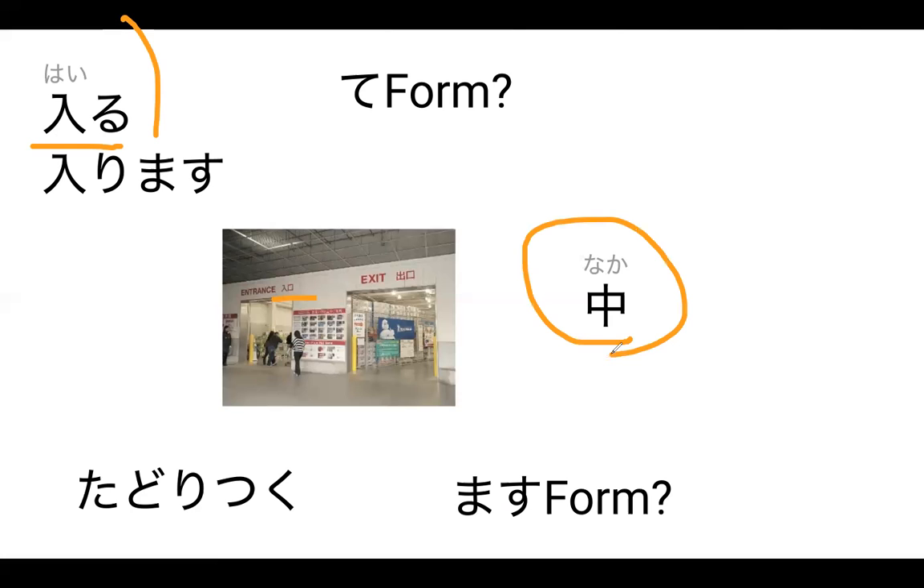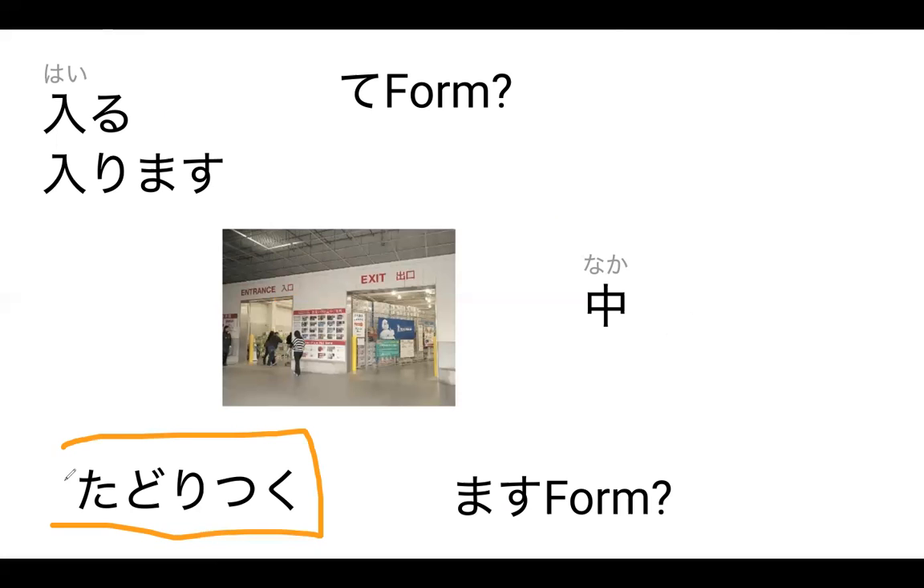How about naka? You know what that means? Inside. Exactly. Perfect. And now we have tadoritsuku. Do you know what that means? It's a kind of hard word. Tadoritsuku. Yeah, I don't think I've heard that one before. Tadoritsuku means to arrive somewhere.